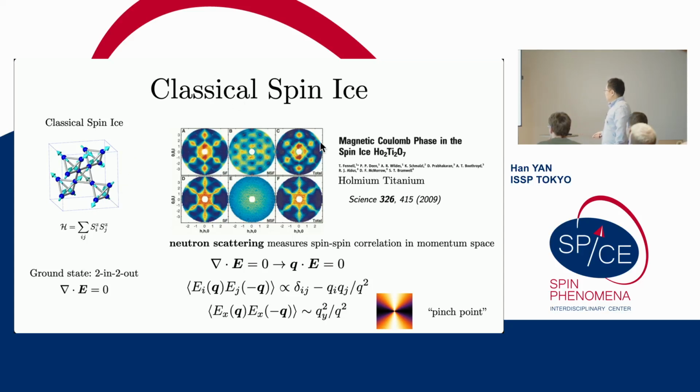And as Martin just introduced, you can use neutron scattering to measure the spin-spin correlation. In particular, this divergence-free condition on the low energy sector translates to the fact that this EiEj correlator has to obey this projector form, which shows up as this pinch point pattern. And this is exactly what the static neutron scattering measurements see in these different neutron spin-flip or non-spin-flip channels.